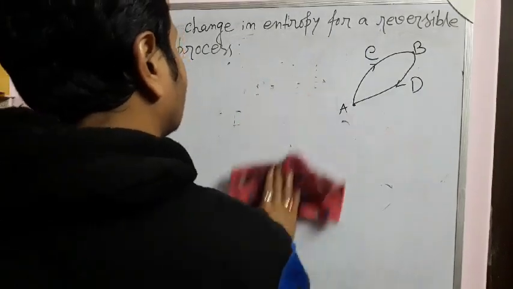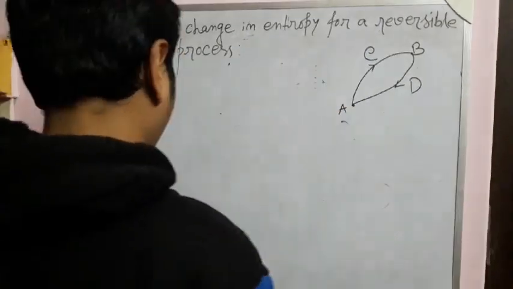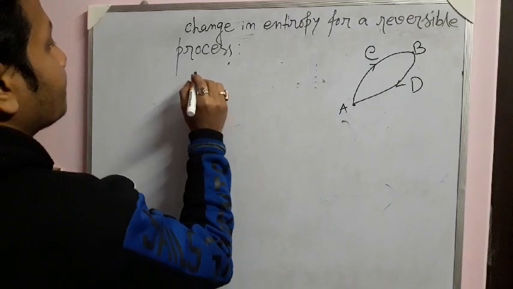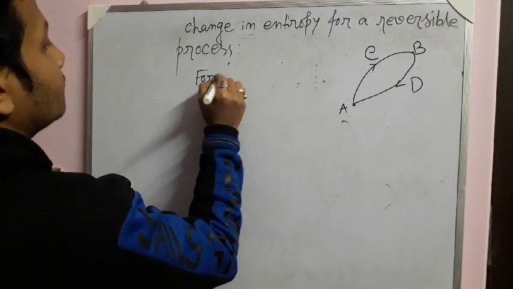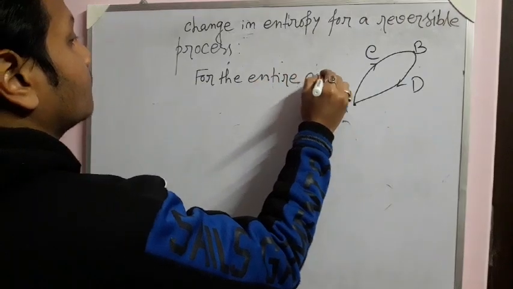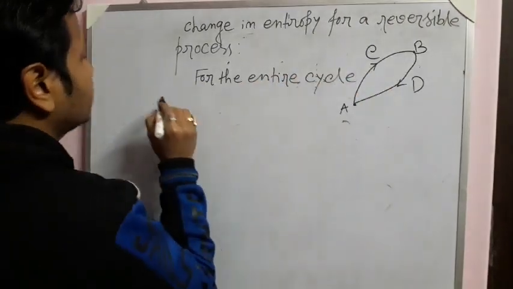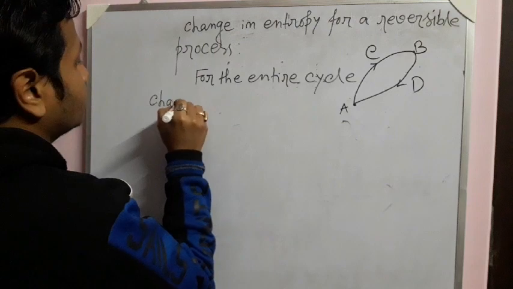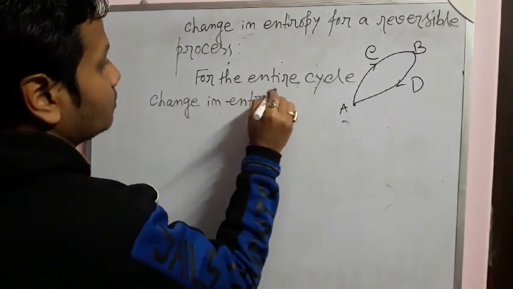So what will be the total change in entropy for the whole cycle, for the entire cycle? The change in entropy will be what?